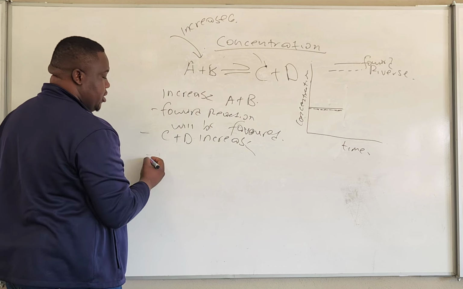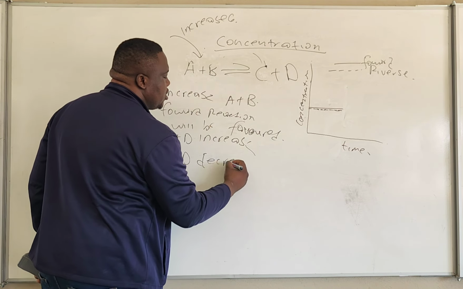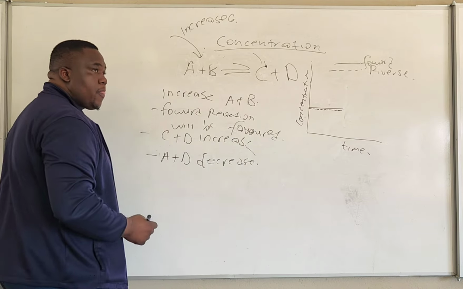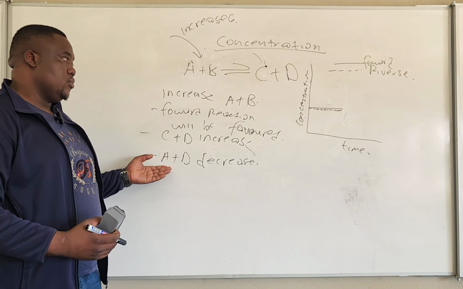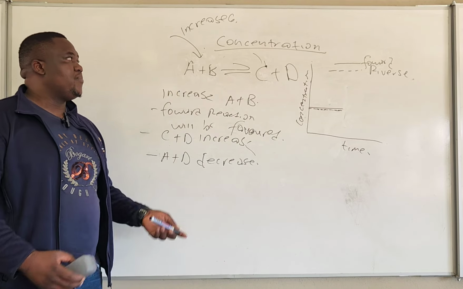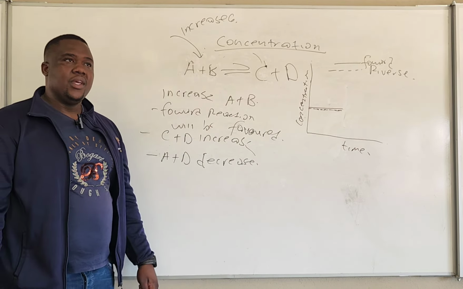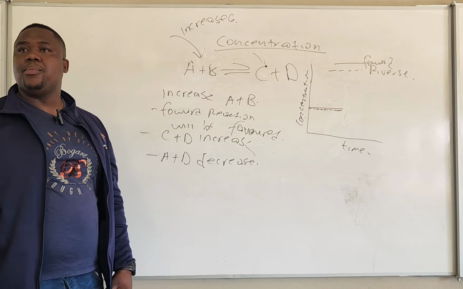C and D increase, then A plus B decrease. So that's how we explain the concentration. That's how concentration affects the equilibrium position.